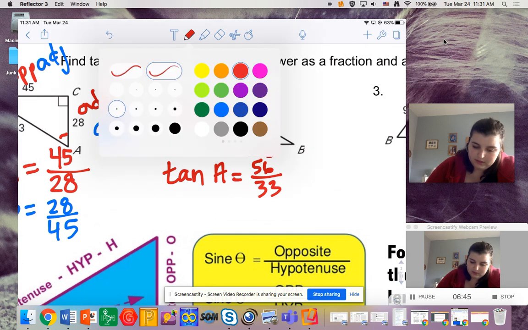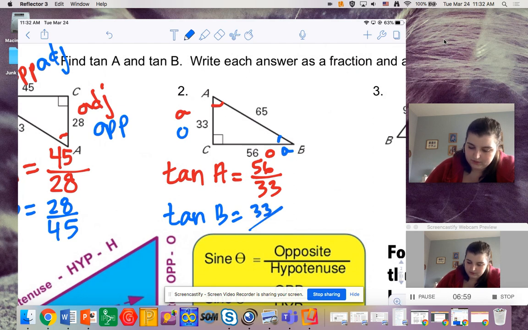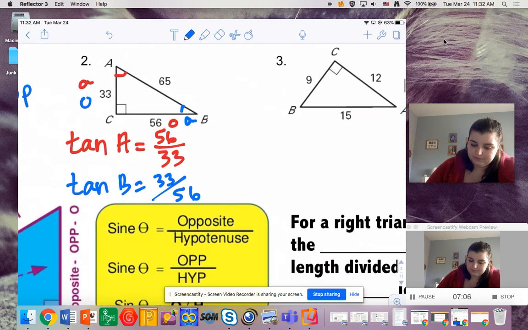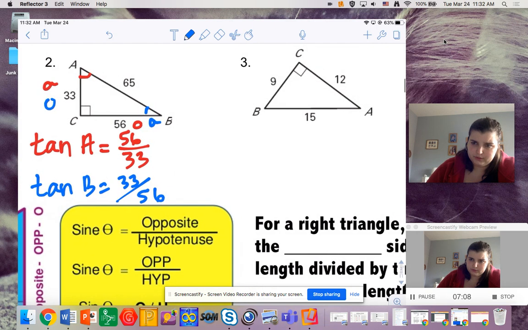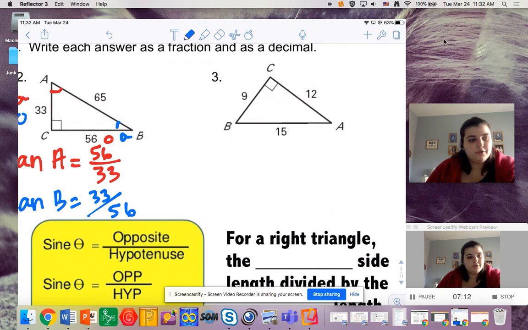And the tangent of B, opposite is 33 and adjacent is 56. So you notice that these are always just flipped upside down. These are inverses of each other, okay? Or reciprocals. Okay, I'll leave 3 for you to try on your own.